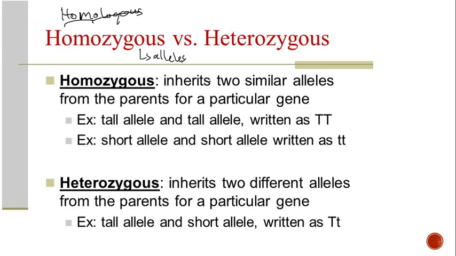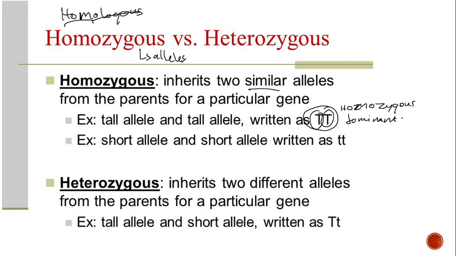When you say an individual is homozygous, that person has inherited two alleles that are similar from their parents for a particular gene. For example, if this person is tall, and they inherited the tall allele from their father and another tall allele from their mother, and both of them are dominant, we say they are homozygous dominant. Because they are the same, they are homozygous. We represent dominant alleles with a capital letter, so this genotype is called homozygous dominant.